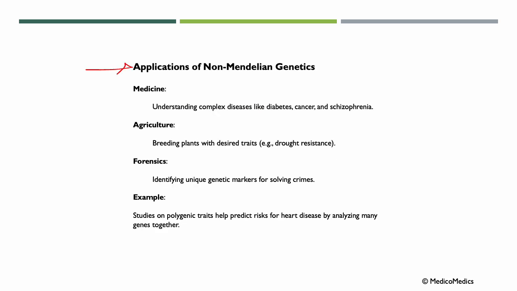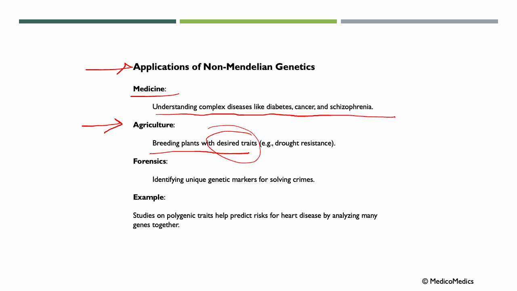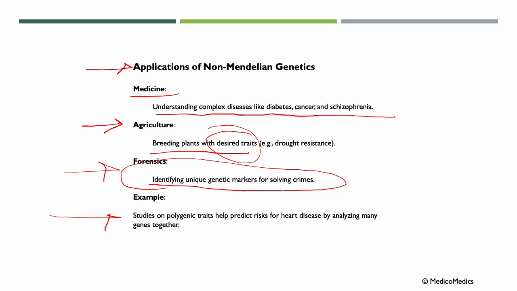Now, what could be some applications of non-Mendelian genetics? Well, in medicine, we use it to understand complex diseases like diabetes, cancer, schizophrenia. In agriculture, we use it to breed plants with desired traits. In forensics, identifying unique genetic markers for solving crimes. An example is that studies on polygenic traits help predict risk for heart disease by analyzing many genes together.